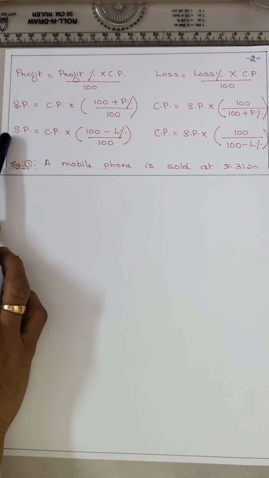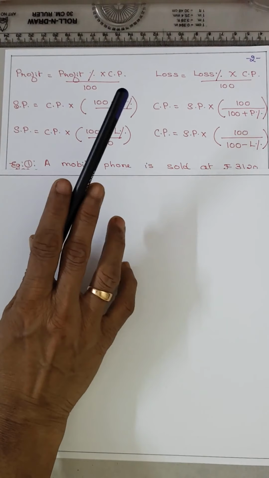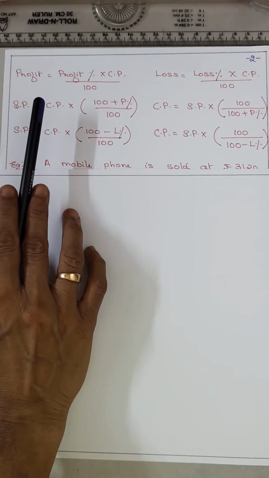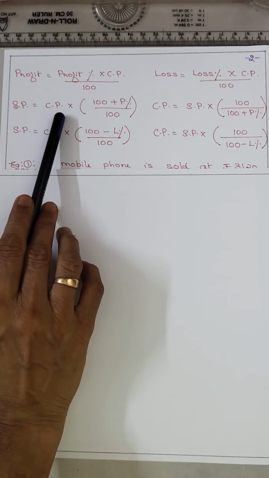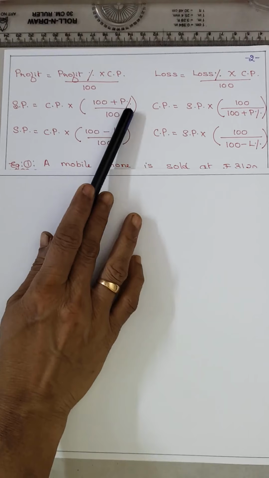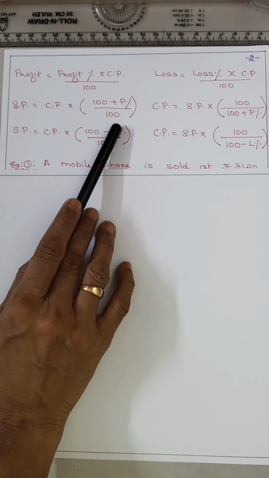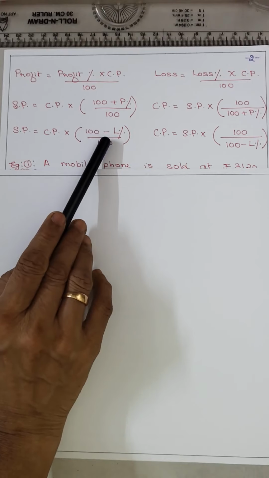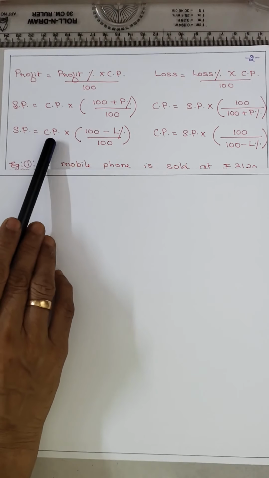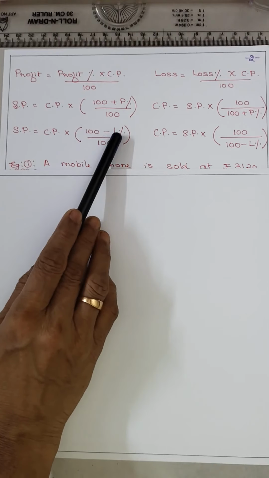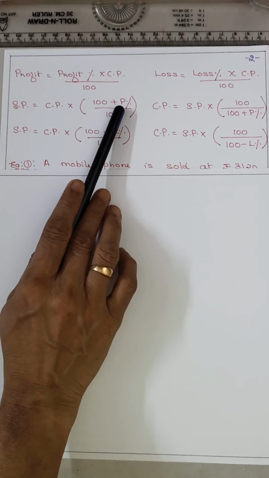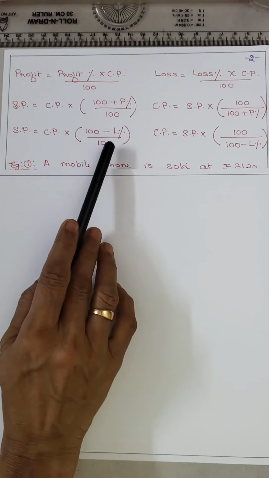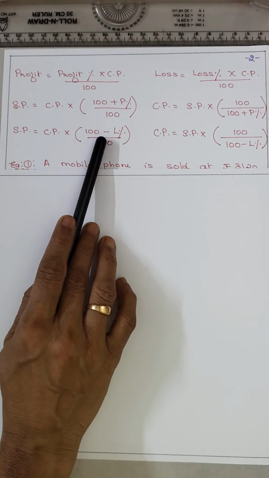Now to find out SP and CP when profit percent and loss percent are given. How to find? SP is equal to CP into 100 plus profit percent upon 100. When loss percent is given, SP is equal to CP into 100 minus loss percent upon 100. Is it clear? When profit percent is there, you add. When loss percent is there, you subtract from 100.